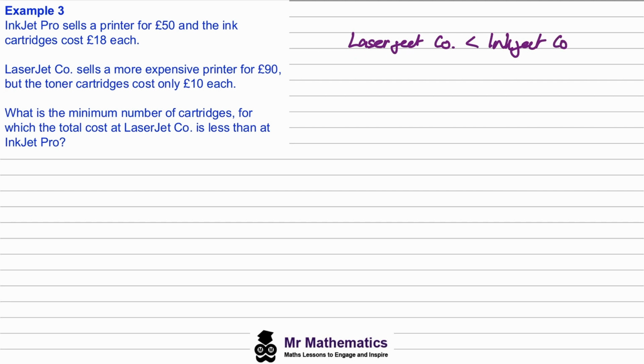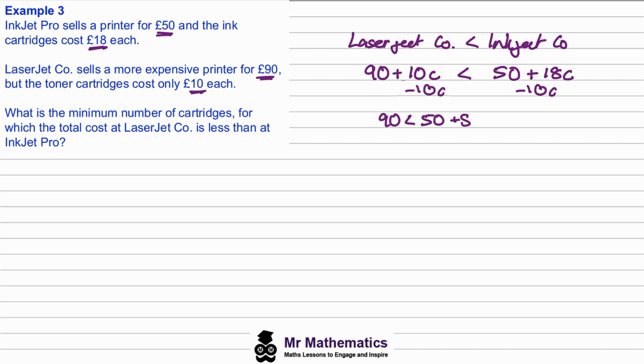For LaserJet, we've got £90 plus £10 per cartridge, and we'll let the number of cartridges equal C. For Inkjet, we've got £50 and the cartridges cost £18, so 50 plus 18C. We'll move the 10C here over to the right-hand side. So we get 90 must be less than 50, and 18C take away 10C will be 8C.